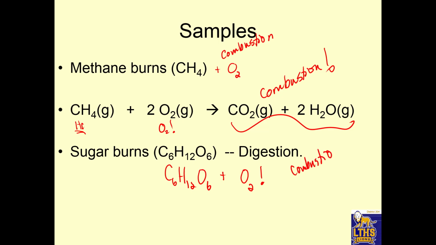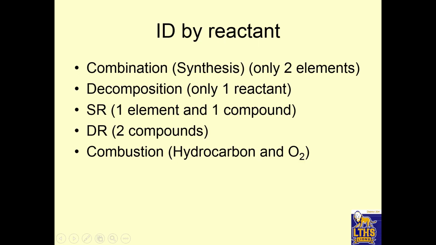Okay. So those are the 5 types of reactions, and that's how you recognize them. And you could just see the left side, right? Just the reactants and decide. And you could see the products and decide. So you don't need the whole reaction to do it.